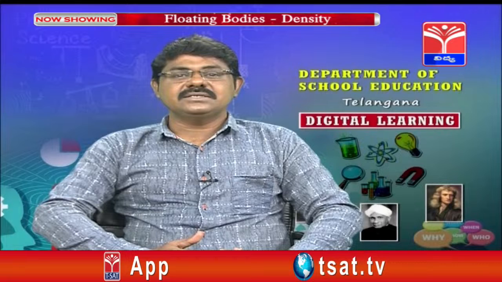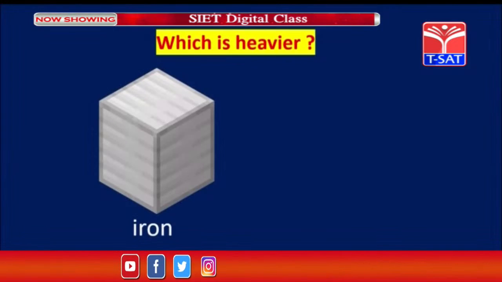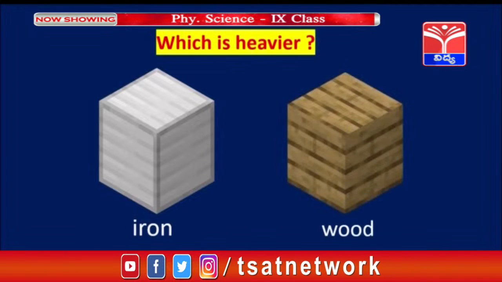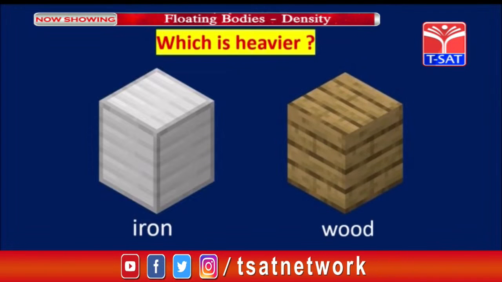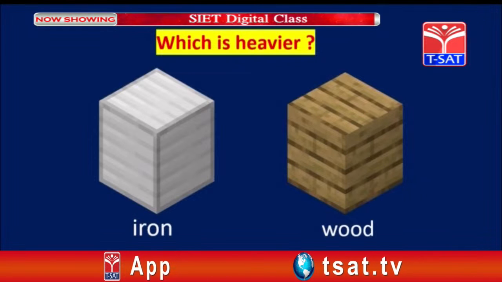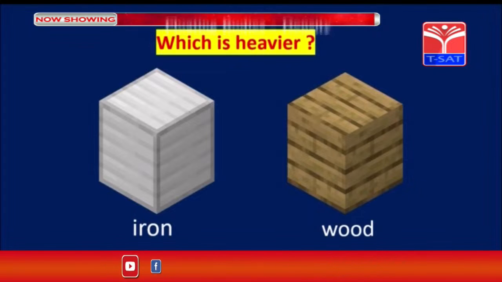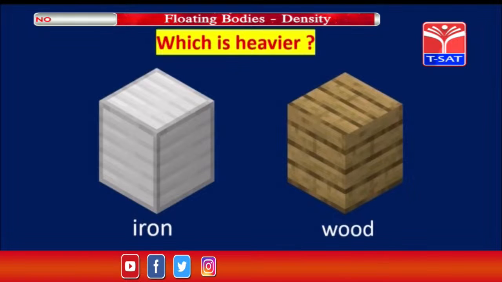Now again we will think which is heavier. Now let us see, this is an iron cube and this is a wooden cube. You can see clearly both have the same volume. One is made up of iron and the other one is made up of wood. So everybody can say iron is heavier and wood is less heavy, that means lighter.